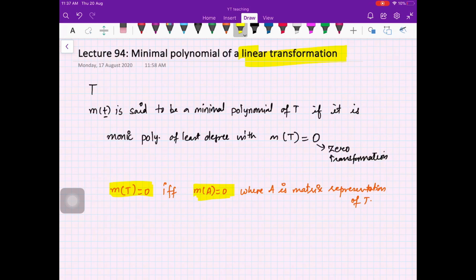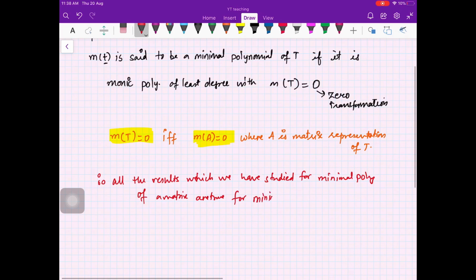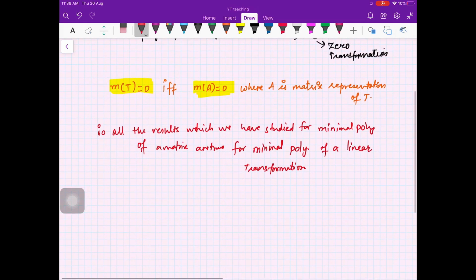So it means that all the results which we have studied for the minimal polynomial of a matrix are true for the minimal polynomial of a linear transformation. Fine. So what results we have seen? Let me write down those results.